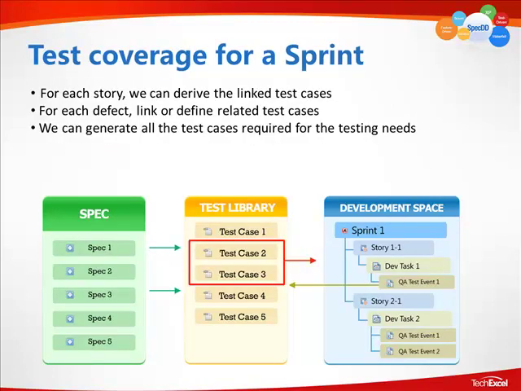So the test coverage for a sprint, as outlined here, let's quickly go through it. For each story, we can find out the linked test cases. Now remember, a story is in the development space. A story is already inside a sprint. But let's say we want to figure out which test cases are associated with that story. How will we do that? Well, the story is linked to a spec, since that is the instantiated copy of that spec. And then from the spec, we can find out which linked test cases there are in the test library.